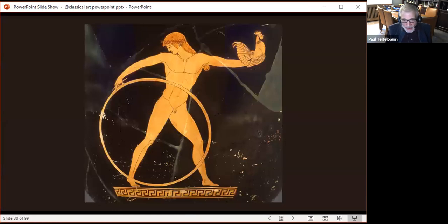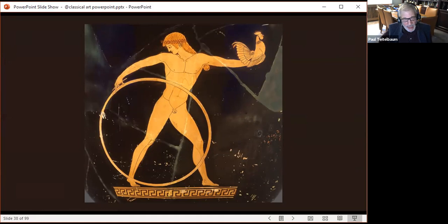And I think this is the last pot that I'm going to show, also by the Berlin Painter, really kind of an exquisite picture. So we see here an adolescent boy, precisely at the age when it is appropriate for him to be the object of sexual love from an older man. In his left hand, he holds a cock, a rooster, which is a traditional gift from an older lover to a beloved. And perhaps the hoop as well is a gift.